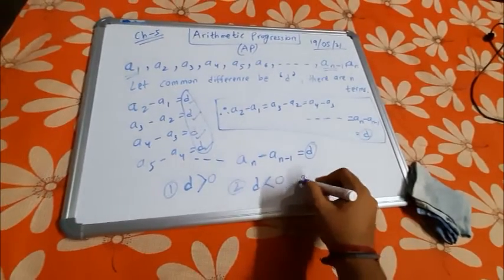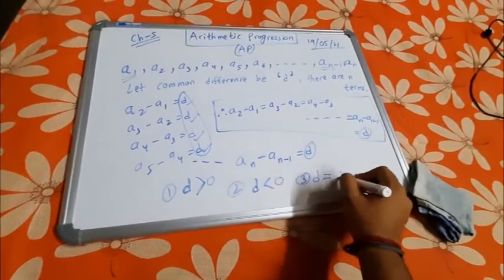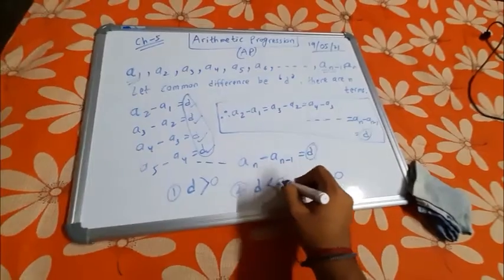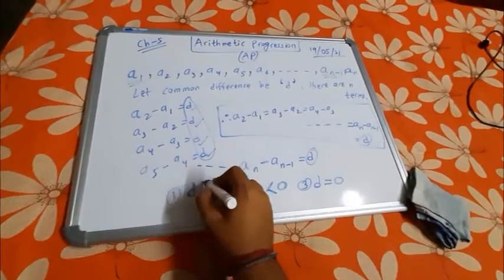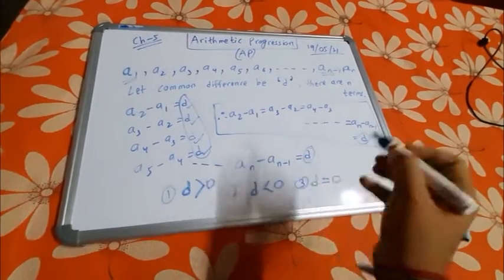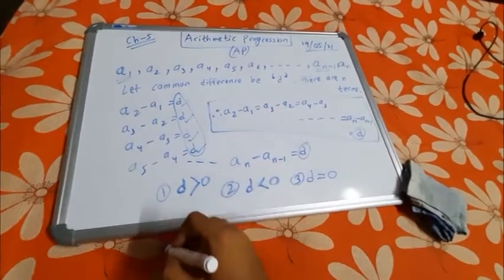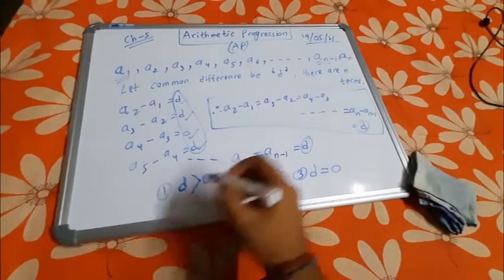Okay, and number 3, that d can be equal to 0. These are the 3 possible values for d. d can be greater than 0, d can be lesser than 0, and d can be equal to 0. Now I will give you an example.